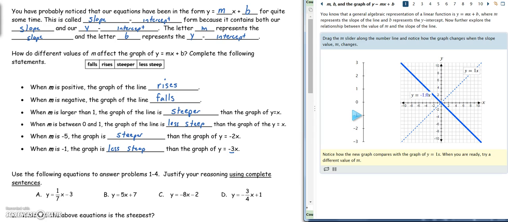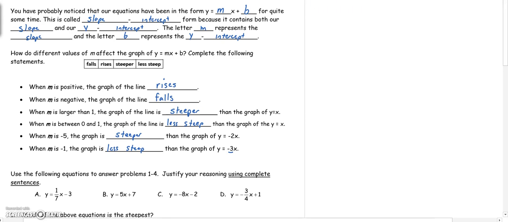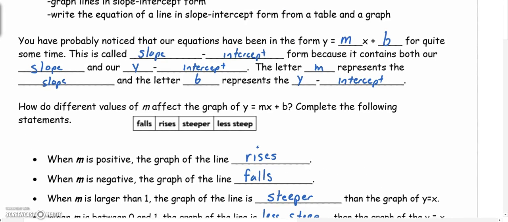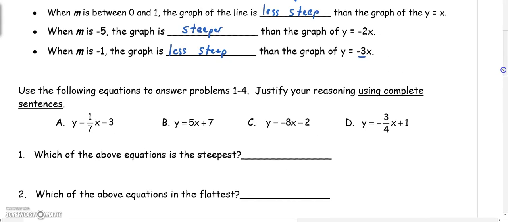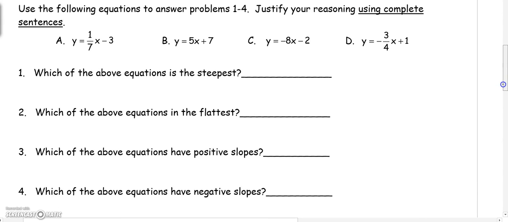So let's look at some questions that we can answer using slope and comparing them. We have 4 different equations. We have y equals 1/7 x minus 3. We have y equals 5x plus 7. Y equals negative 8x minus 2. And y equals negative 3/4 x plus 1. Which line is the steepest?